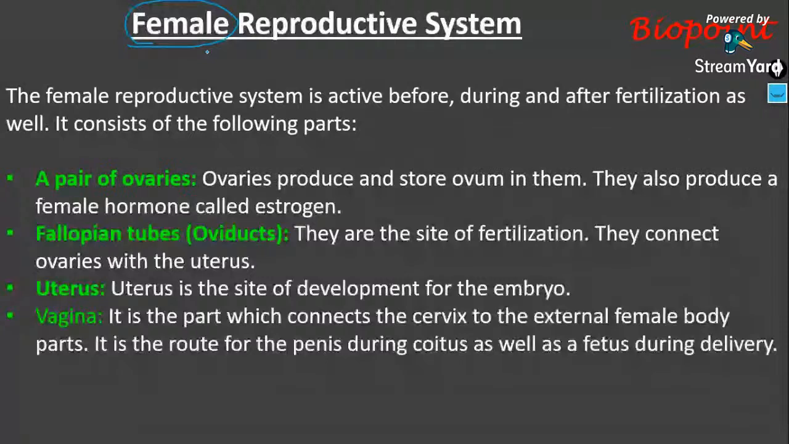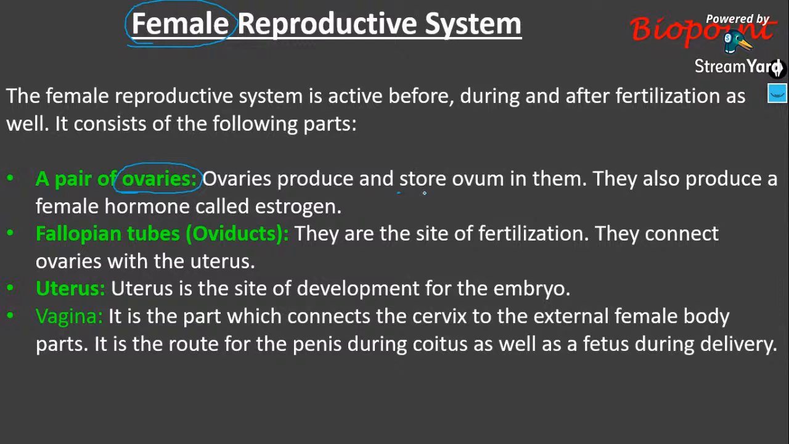Perfecto. So the female reproductive system is active before, during, and after fertilization as well. Now I am going to teach you some important parts associated with the female reproductive system. The number one is a pair of ovaries. Yes, Nisha is also here. So ovaries have two functions.